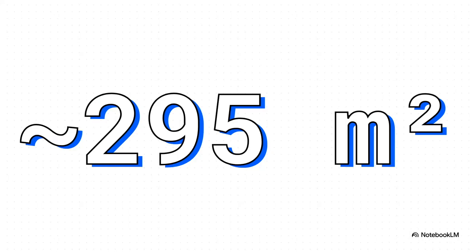Let's put a real number on it to make it clear. On a standard pitch, say 100 meters by 65 meters, you've got 6,500 square meters of space. Now, with 22 players out there for a regular 11-a-side match, that gives each player an average of about 295 square meters. That number, that's our baseline. That's what a full-scale game feels like.